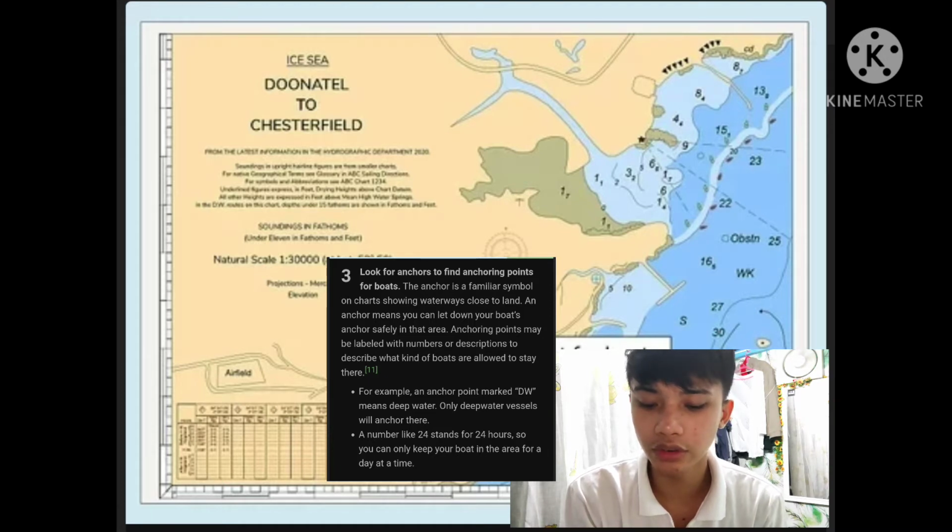For example, an anchor point marked DW deep. DW means deep water. Only deep water vessels will anchor there. A number like 24 stands for 24 hours, so you can only keep your boat in that area for a day.